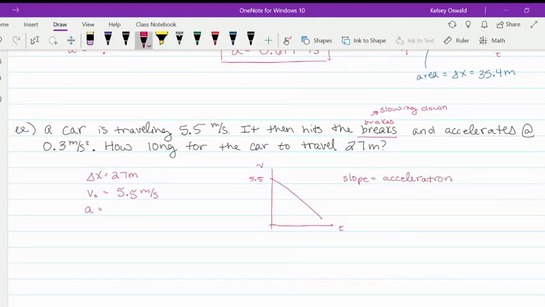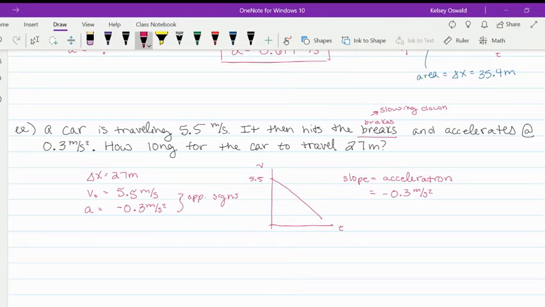If we look at this, we can see that the slope in this case is negative. That tells us the acceleration for our car is going to be negative 0.3 meters per second squared. So even though the problem doesn't say that our acceleration is negative, we know this because if something is slowing down, our velocity and our acceleration are going to have opposite signs.